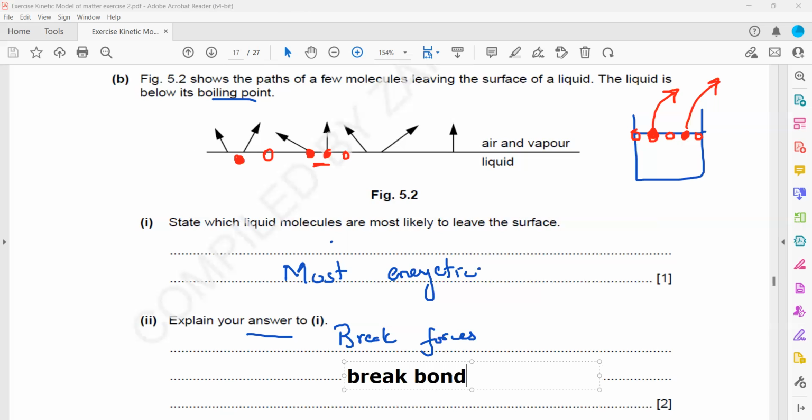Is it clear, this one? Yes. Then the last doubt is question page 21, question 25B2.